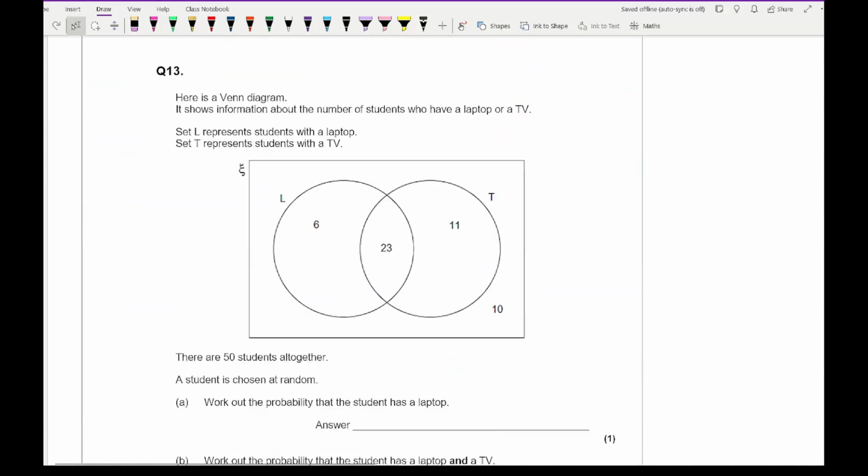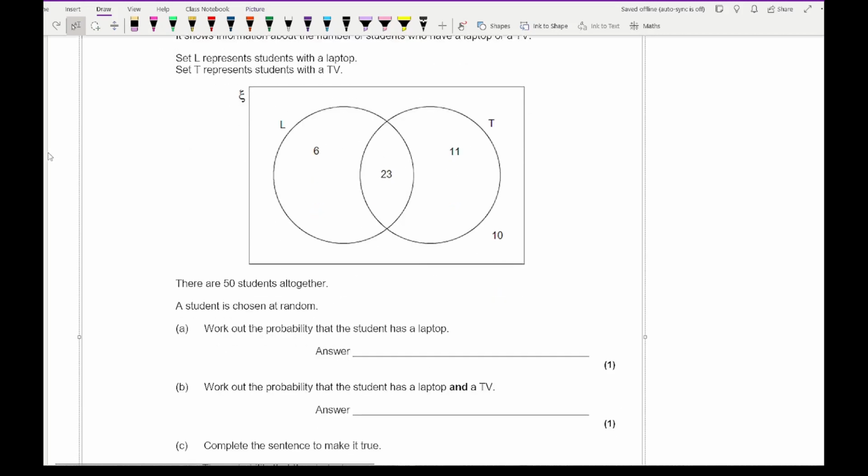Then moving on to question 13, it says here is a Venn diagram. It shows information about the number of students who have a laptop or a TV. Set L represents the number of people who have a laptop. T represents people who've got a TV. There are 50 students altogether. A student is chosen at random. Work out the probability that the student has a laptop.